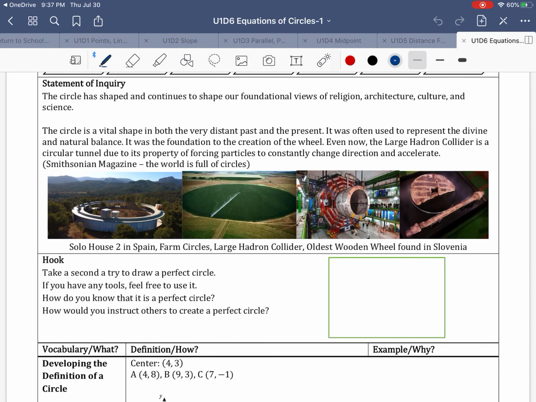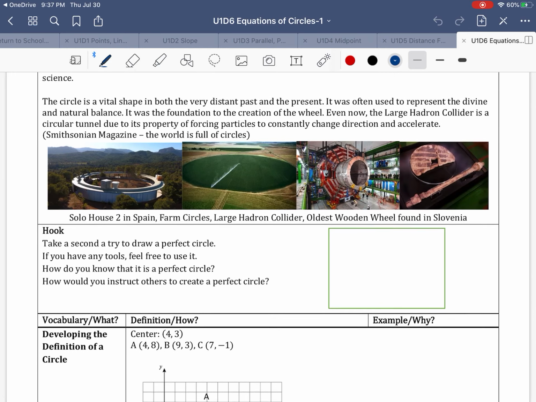Now the statement of inquiry is that a circle has shaped and continues to shape our foundational views on religion, architecture, culture, and science. The circle is a vital shape in both the very distant past and the present. It was often used to represent the divine and natural balance. It was the foundation to the creation of the wheel. Even now, the Large Hadron Collider is a circular tunnel due to the properties of forcing particles to consistently change directions and accelerate. And this was from an article written about circles from the Smithsonian Magazine.